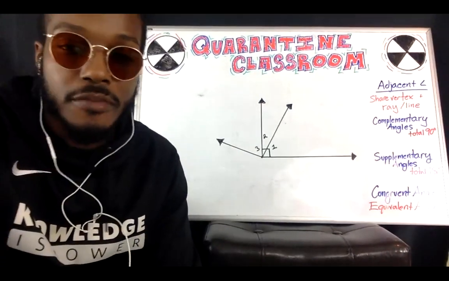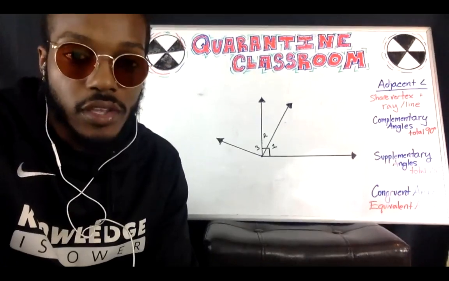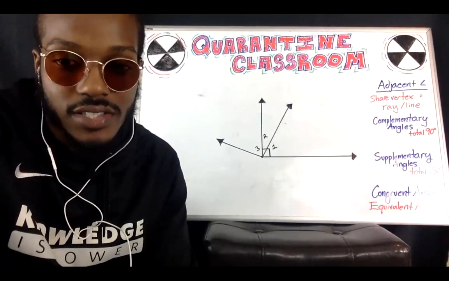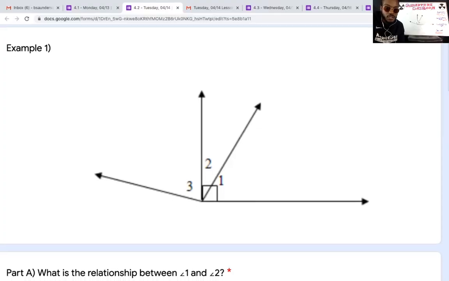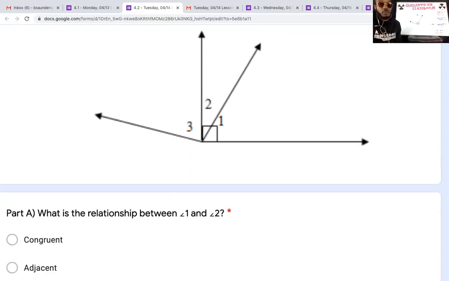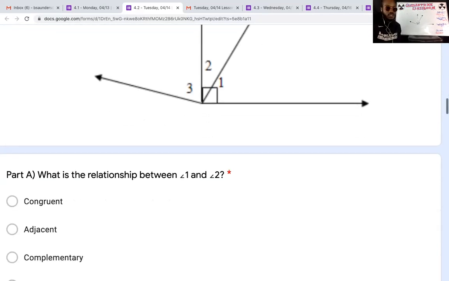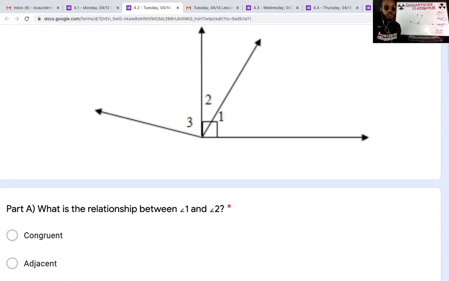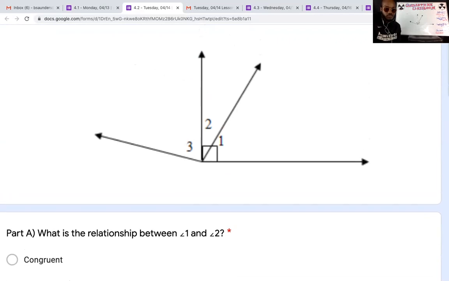Okay. So at this point, you should be on the part of the packet that says examples. We're looking at example 1. Here is the figure that we have. It has 1, 2, 3 angles, and we're going to start using our understanding of the vocabulary to start understanding the relationships between these angles. Starting with part A. What is the relationship between angle 1 and angle 2?